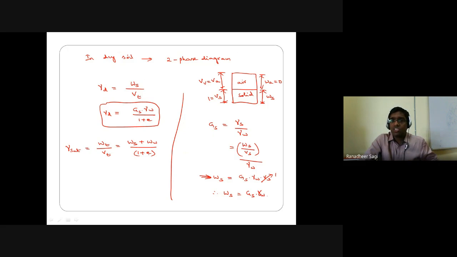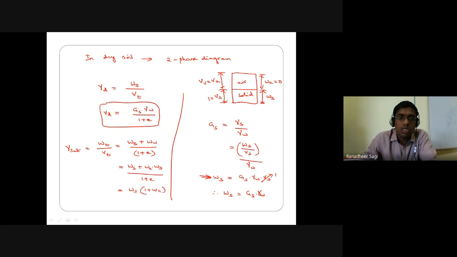Now, what is the weight of soil solids equal to? I can write it as GS into gamma W into Vs, where Vs is equal to 1 according to the specific volume approach. And the weight of water, I am just trying to rewrite it. Weight of solids plus weight of water is what I am writing as water content into weight of solids, divided by 1 plus e. Here Ws I can take common into (1 plus wc), divided by 1 plus e.